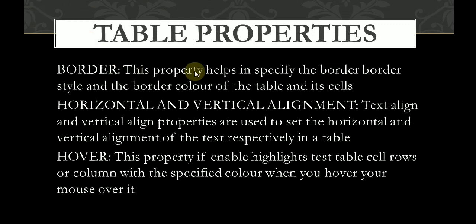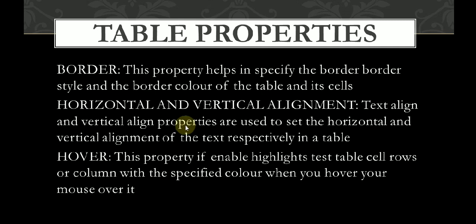These properties help to specify the border style and the border color of your table and its cells. With the help of this, you can set the border in your table, horizontal or vertical alignment. This property is used to set the alignment of your text within the table. With the help of this, you can arrange the text on the left side, right side, center, top, bottom, middle.